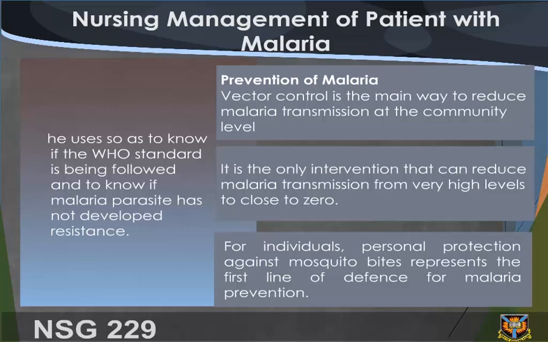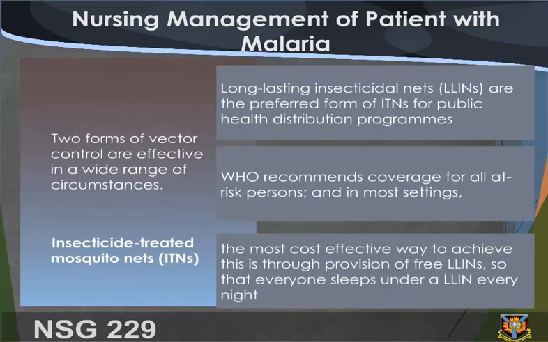Prevention of malaria. Vector control is the main way to reduce malaria transmission at the community level. It is the only intervention that can reduce malaria transmission from very high levels to close to zero. For individuals, personal protection against mosquito bites represents the first line of defense for malaria prevention. Two forms of vector control are effective in a wide range of circumstances.